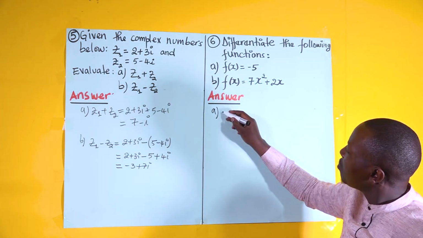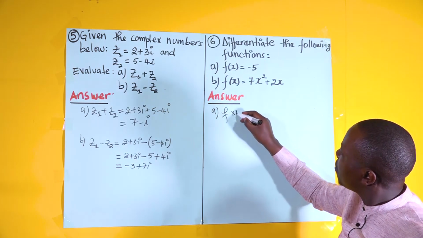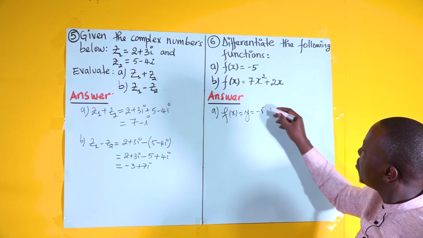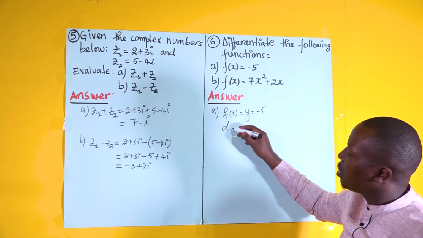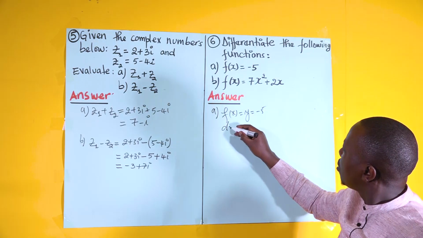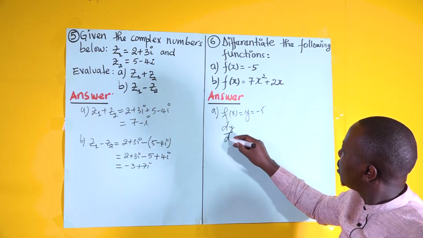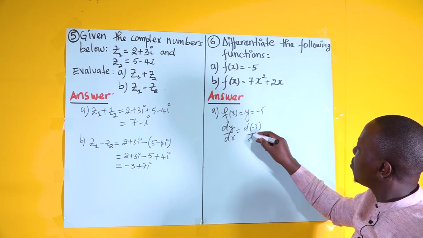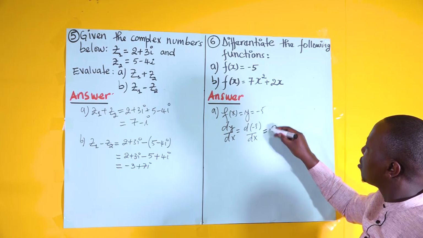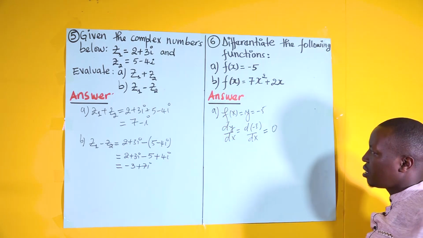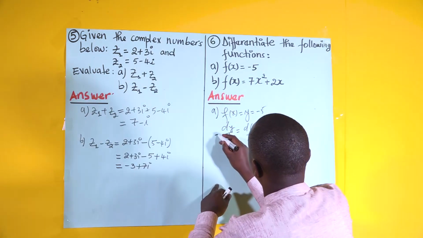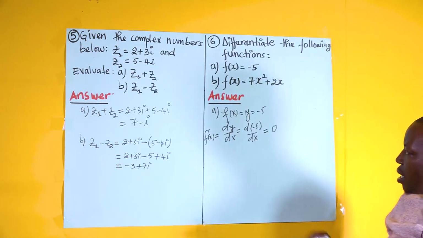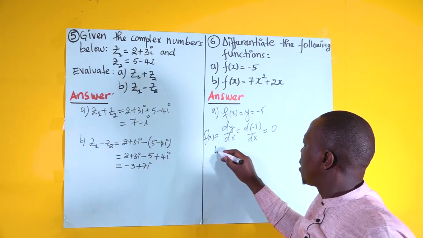A. Let f of x be the same as y, and this is negative 5. So dy over dx equals the derivative of negative 5 in terms of x, and this gives us 0. This is the derivative, and this is the same as f of x derivative. Right? They are the same. So 0 is the answer.